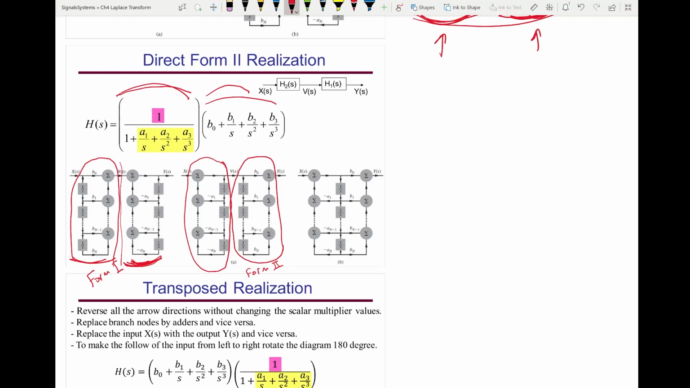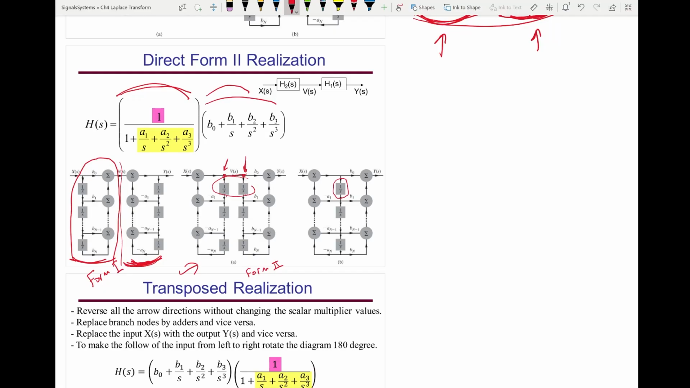Now I can simplify this even more and see the advantage of form 2 realization. See, this node here and this node are the same. They are just connected by a piece of wire. So the signal here and the signal here are exactly the same. So this signal is going to an integrator, this signal is going to an integrator, and they are the same. Why have 2 integrators? I would just combine these into one integrator.